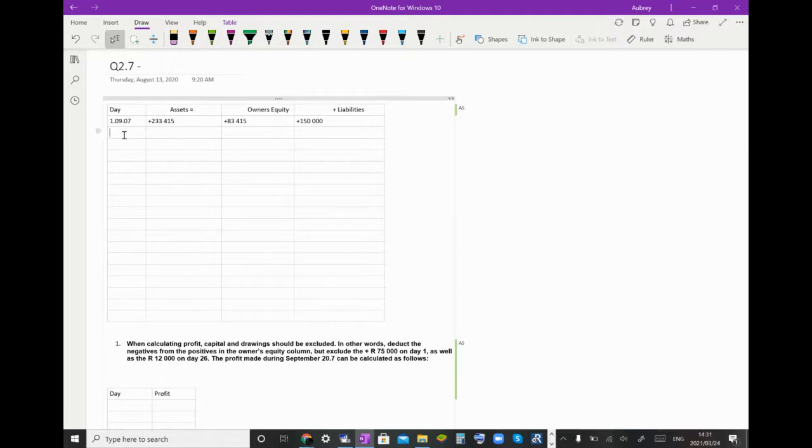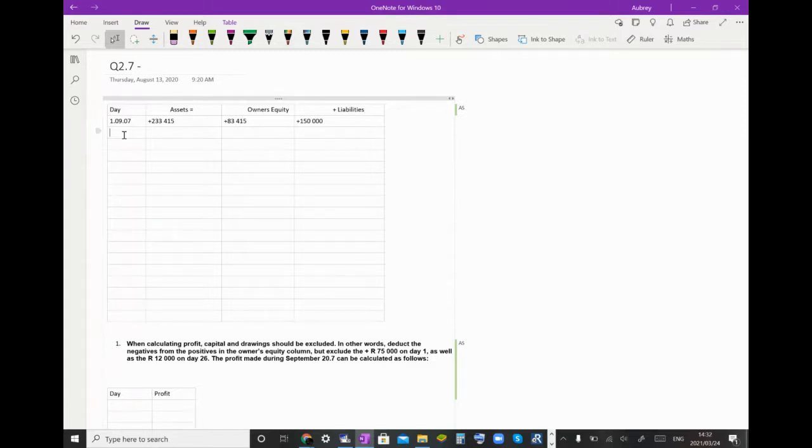Okay. So on the first, it says the owner, Mrs. Helen Putin, made a capital contribution of 75,000 to her business. Capital contribution of 75,000, and it goes on to say this was done by means of an electronic transfer from her personal account into the business's account.